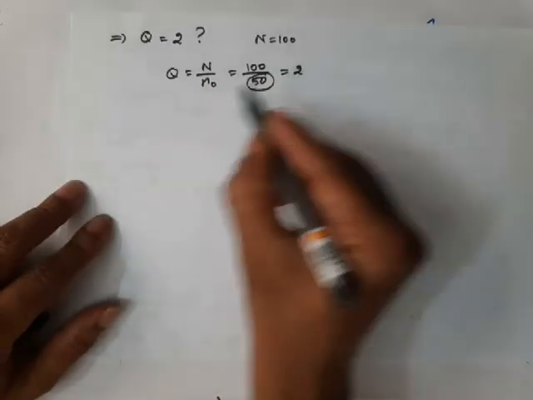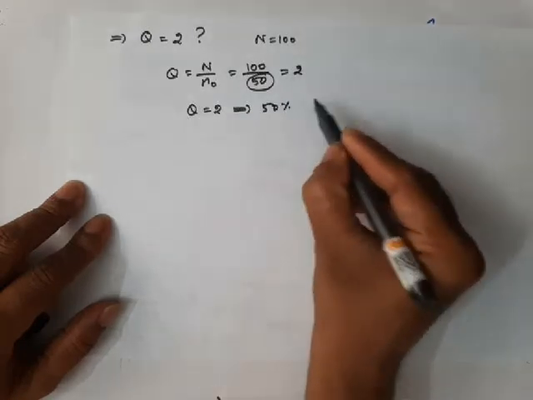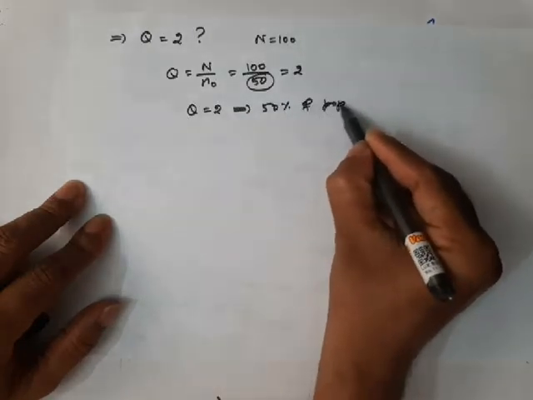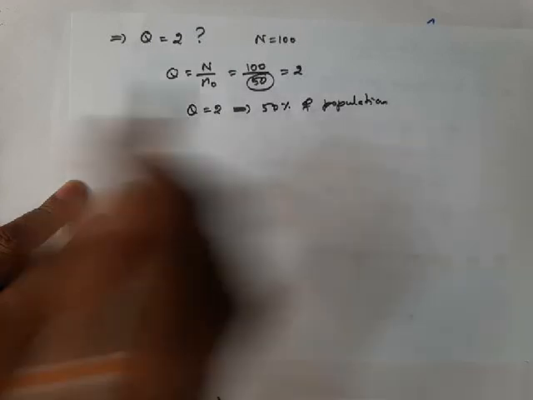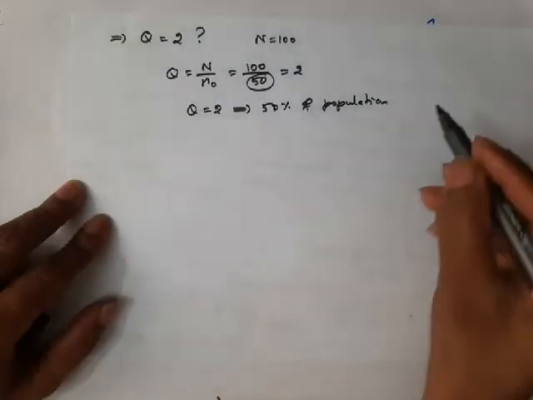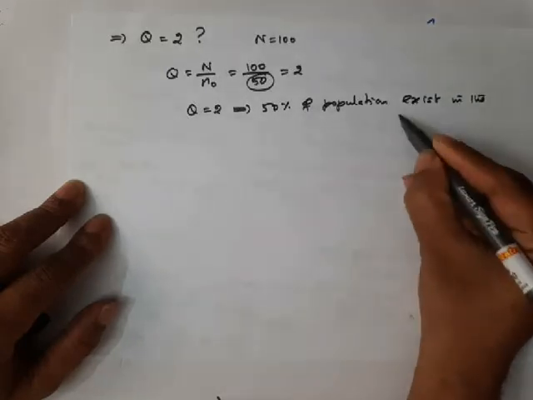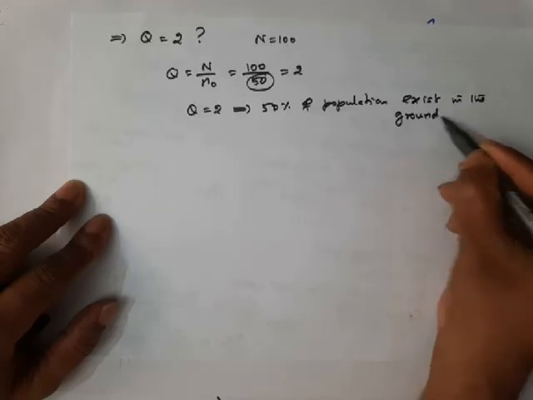So Q equal to 2 implies that 50% of the population exists in the ground state. That's the meaning.